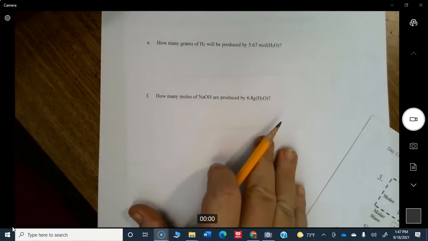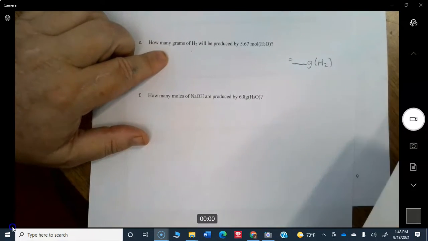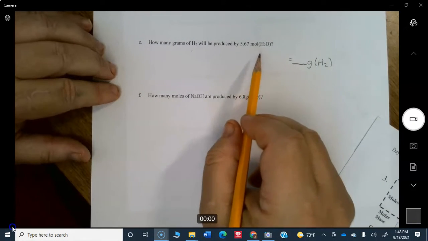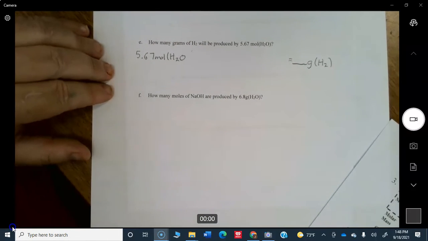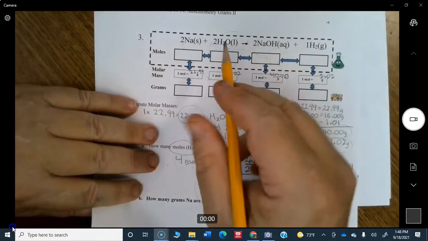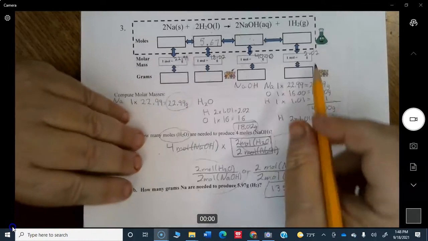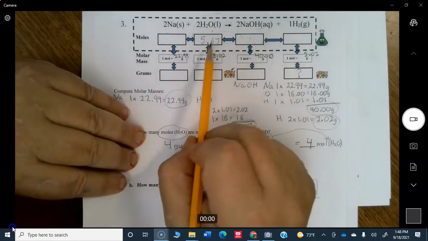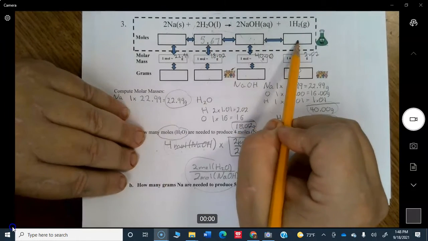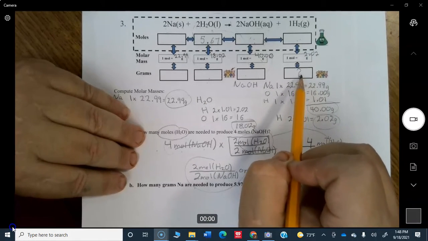And this is a grams to moles. So grams of H2, so we're going to come way over here. And 5.67 moles of H2O. Come over here. Okay, we go to our organizer. So 5.67, here's H2O and its moles, so it's 5.67 there. And we want to get to grams of H2. Here's H2, here's grams. That's our question mark. That's what we're trying to find. So it's a 2-step problem. Step 1, convert from moles to moles of H2. Step 2, use molar mass of H2 to get the number of grams of H2. So that's a 2-step problem.